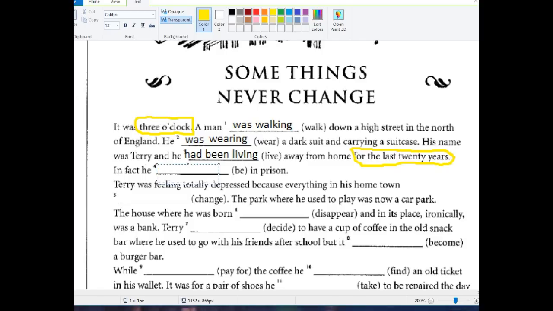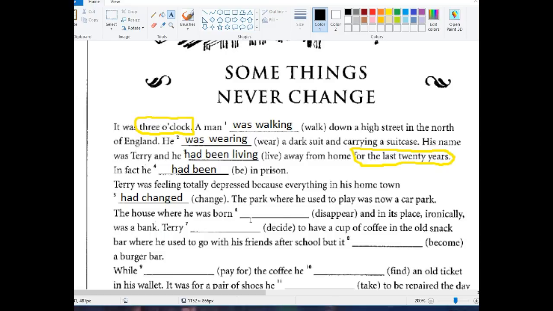It can't be continuous because be is a stative verb. So, he had been in prison. Not perfect continuous, perfect simple. Terry was feeling totally depressed. Yeah, he was in the middle of feeling depressed because everything in his hometown had changed. Now, it must be perfect again because everything changed before it was 3 o'clock. Yet again, we're going back before it's 3 o'clock, and so we must use a perfect tense to show the listener or the reader that it's before 3 o'clock.